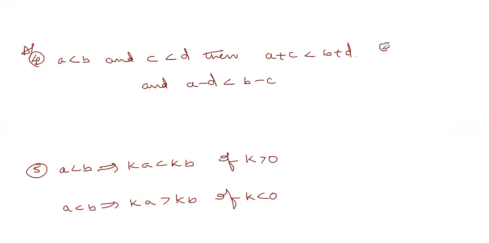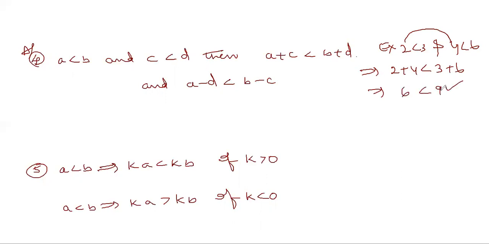Let us take an example of this. 2 is less than 3 and 4 is less than 6. Then what you can say here is 2 plus 4 is less than 3 plus 6. What is 2 plus 4? It is 6, and 3 plus 6 is 9, so 6 is less than 9. Is it correct or not? Yes, it is correct.